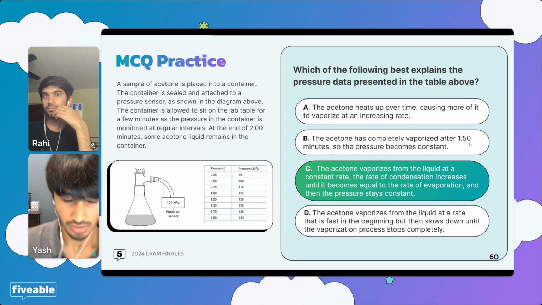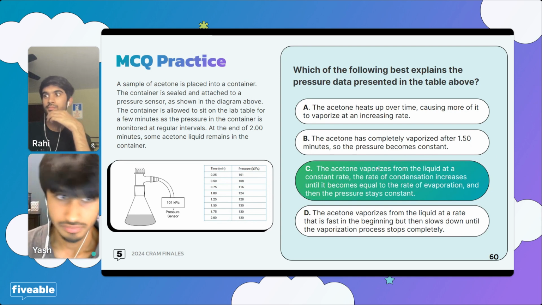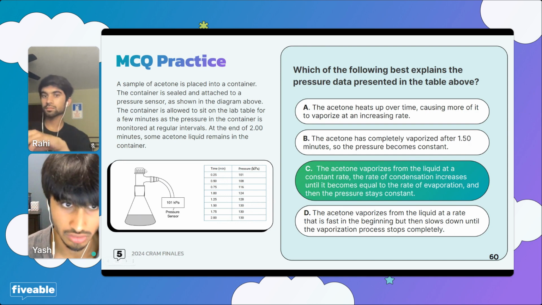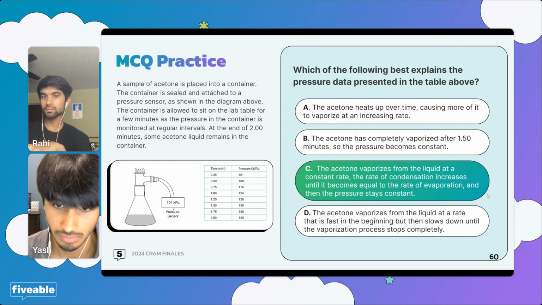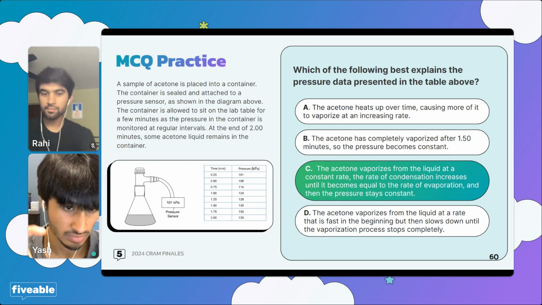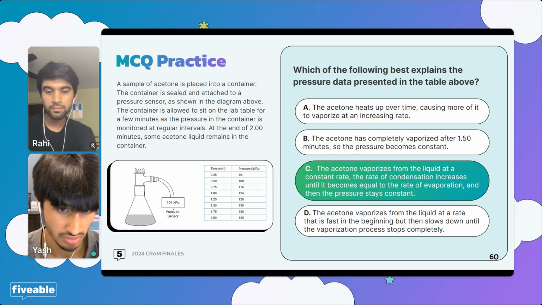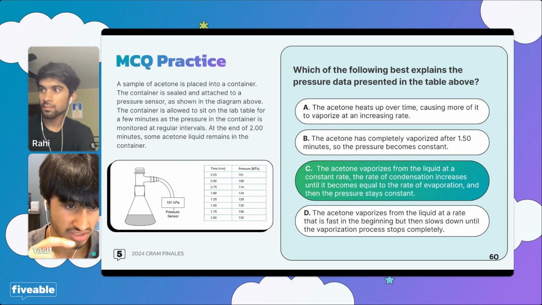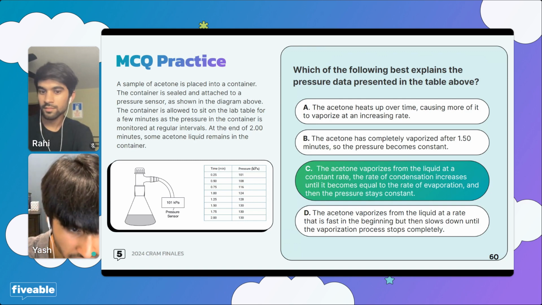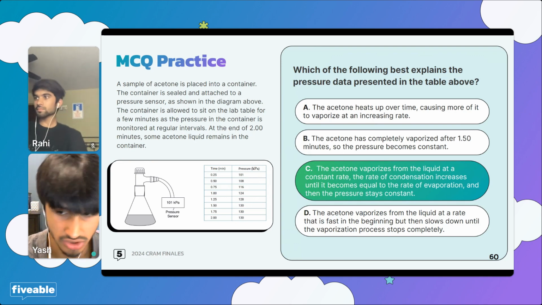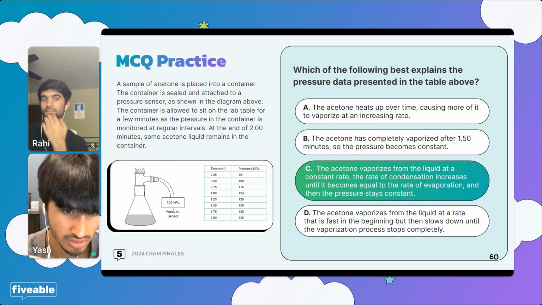C. Okay. The answer is in fact C, right? Because the acetone is just slowly vaporizing. And then eventually, once it's vaporized enough, the rate of vaporization is going to be equal to the rate of condensation, and your pressure is going to stay constant. A is incorrect because at some point the acetone pressure levels off at 130. You can see after 1.5 minutes, the pressure is constant at 130 kilopascals.